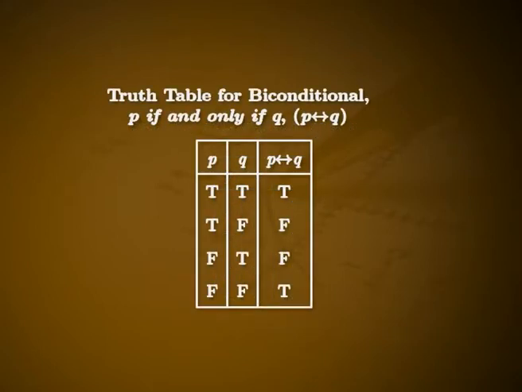Next is the table for biconditional P if and only if Q. If P true, Q true, P if and only if Q is true. P true, Q false, P if and only if Q is false. P false, Q true, P if and only if Q is false. If P false, Q false, P if and only if Q is true. If two compound propositions have the same truth values corresponding to the truth values of the simple propositions involved in them, then the compound propositions are said to be equivalent. The equivalence of propositions can be checked using truth tables.